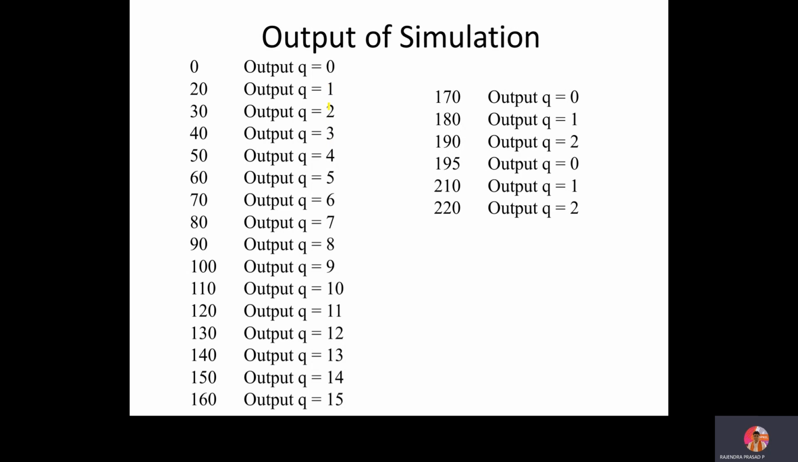Why? Because for every positive cycle we have written it. So till this point it was 0, right? At 200 seconds, what happens? The value will be 0. Again it has come. So this is the output of the simulation which you have received.